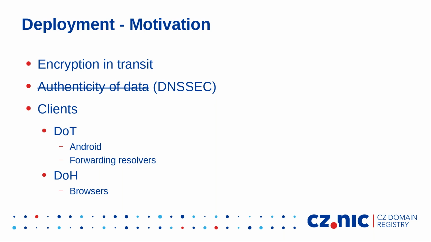Finally, the main reason you probably want to provide the DoT and DoH service is because of your clients that wish to use that. Some of the main clients for DoT are Android devices because they do opportunistic DNS-over-TLS, and also some forwarding resolvers can be configured to use this protocol. When it comes to DoH, the main clients are the browsers that support it in their interface.